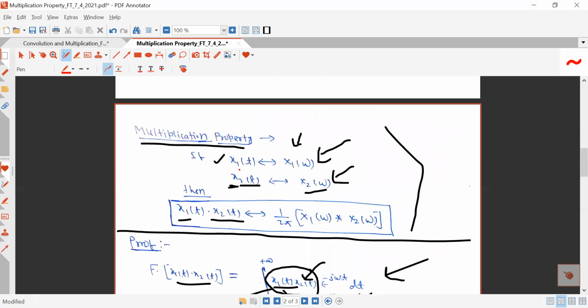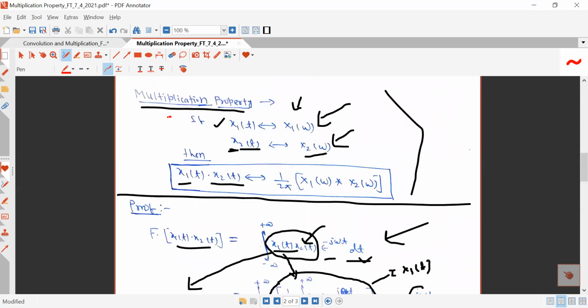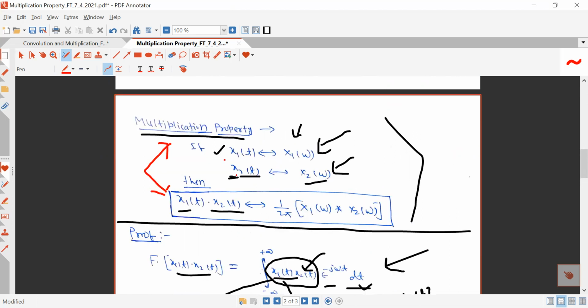So you must remember this property, and with the use of this property, you can determine the Fourier transform of the product of two signals. If the Fourier transforms of x1(t) and x2(t) are known, then you can easily determine the Fourier transform of their product by using this property.